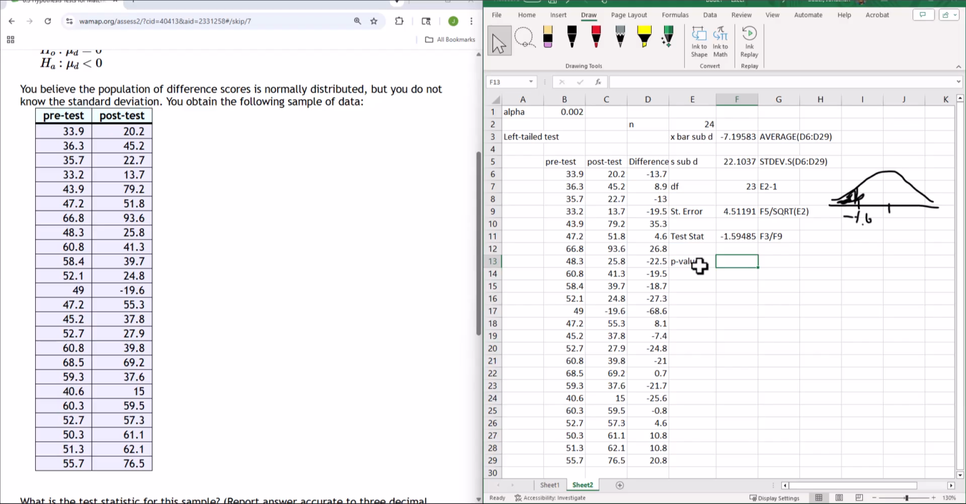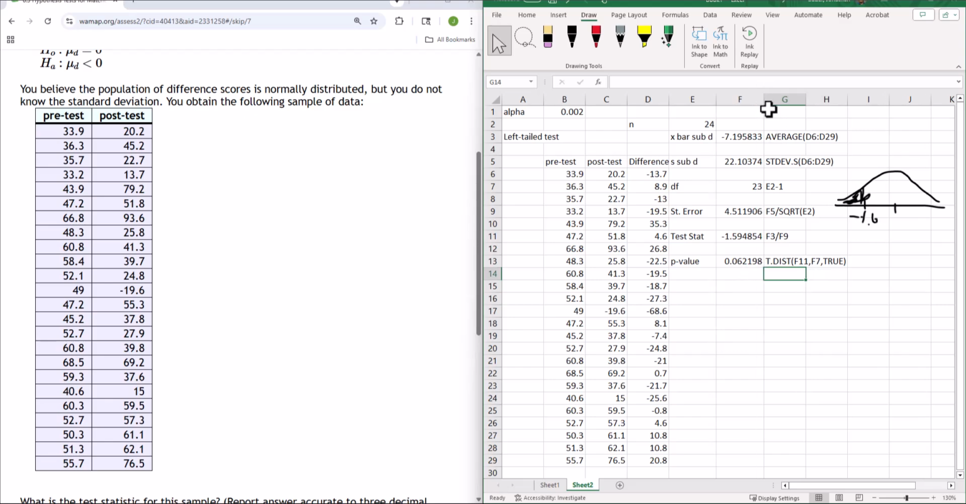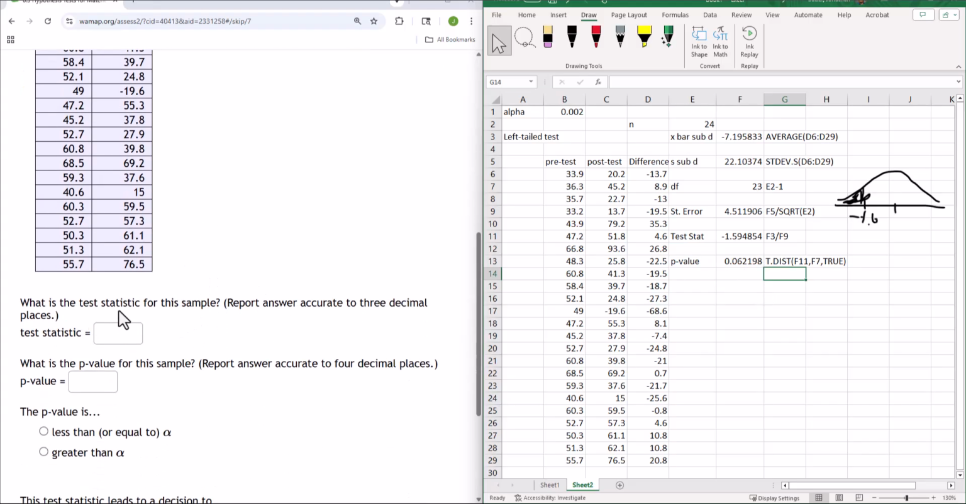So the p-value is going to be a t-distribution, and I use my test statistic, and then the degrees of freedom. And then true gets me the area to the left of that value. Now notice I want 4 decimal places here, and I've got 0622. It probably is rounded. If I want to just roll it over a little bit, 198, so we're kind of okay here. What is the test statistic for the sample? Report your answer accurate to 3 decimal places. So I've got negative 1.59, and then there's a 4 followed by an 8, so that's going to round up.